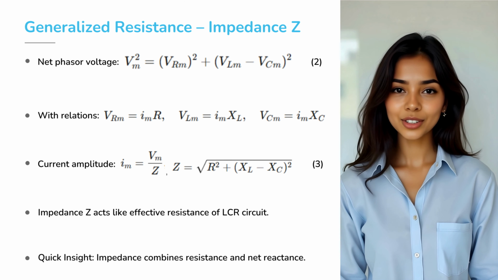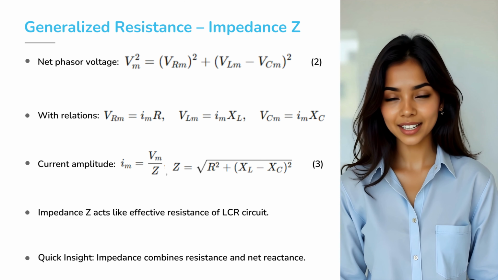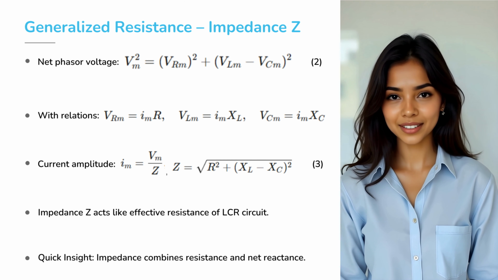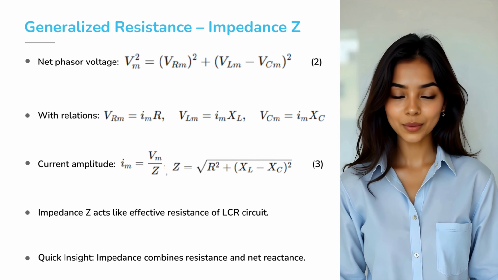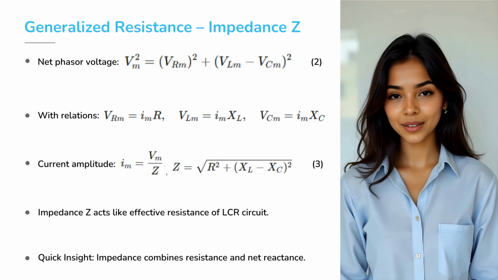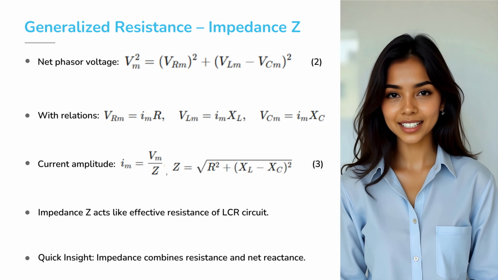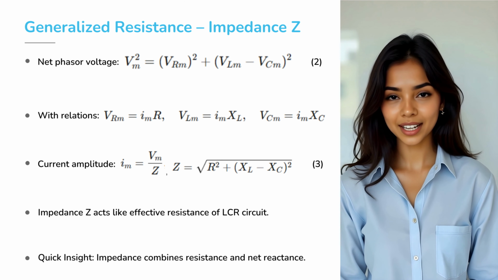From the phasor diagram, the net voltage across the circuit is written as Vm squared equals Vrm squared plus (Vlm minus Vcm) squared. Now recall the relations. Vrm equals Im multiplied by R, Vlm equals Im multiplied by XL, Vcm equals Im multiplied by Xc. Substituting these, we arrive at Im equals Vm divided by Z, where impedance Z equals the square root of R squared plus (XL minus Xc) squared.